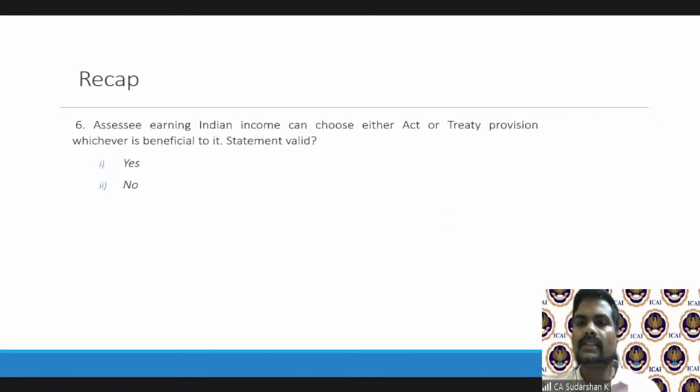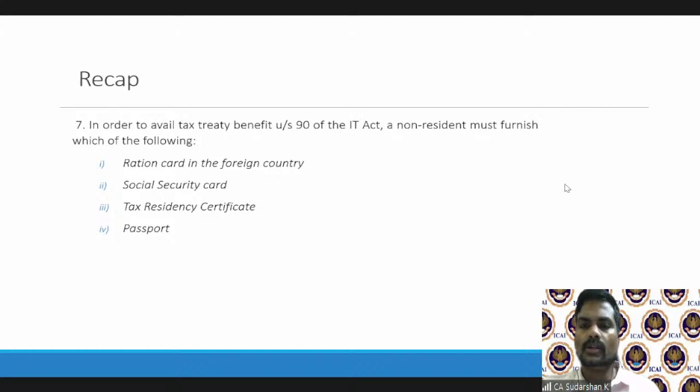Sixth, an assessee earning Indian income can choose either the Act or the treaty provision, whichever is beneficial to it. Is the statement valid? Yes. We have discussed this quite a number of times. Section 90, subsection 2: you can choose the Act or the treaty, whichever is beneficial to the assessee. Moving on to question number 7, the recap.